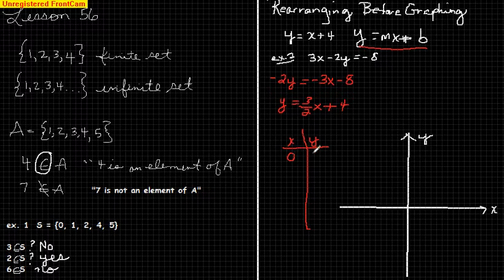So let's put 0 in. If I put 0, I get 3 halves times 0 is 0, plus 4 is 4. So we get a 4 out. We put a 0 in for x, and that tells you that y equals 4.